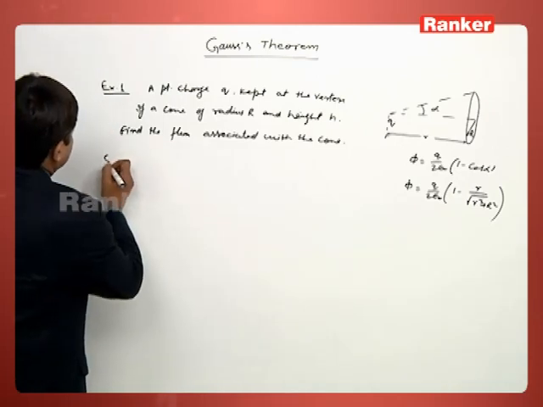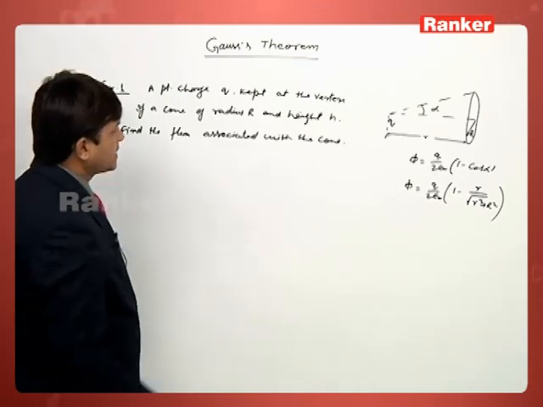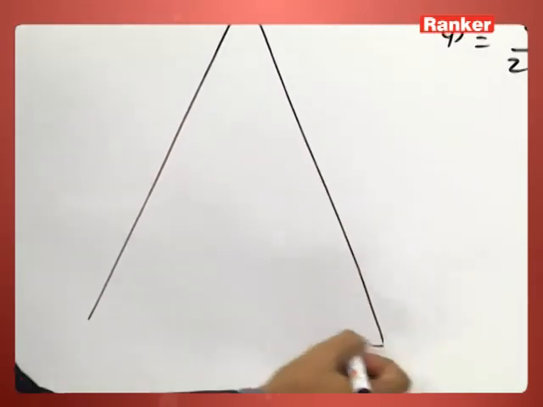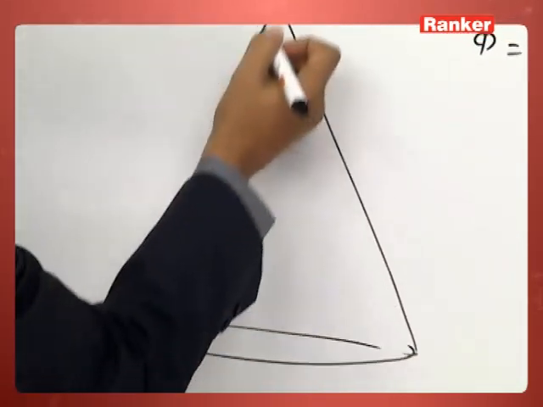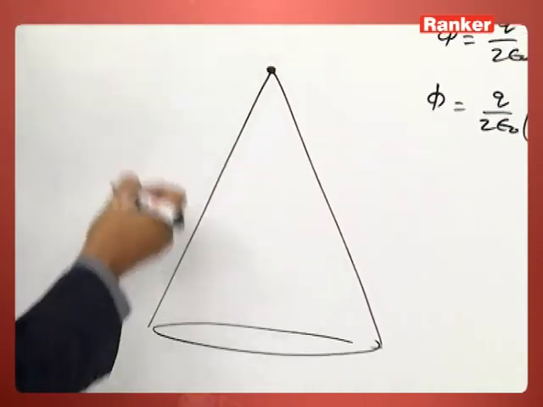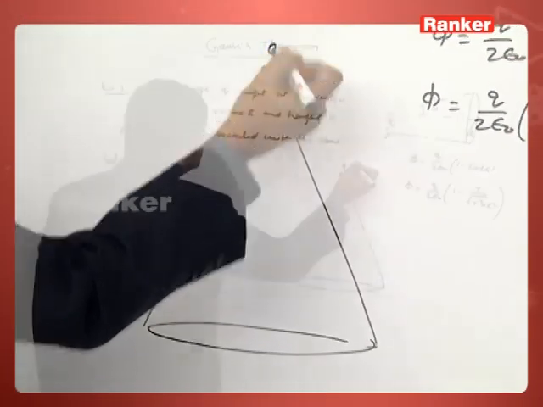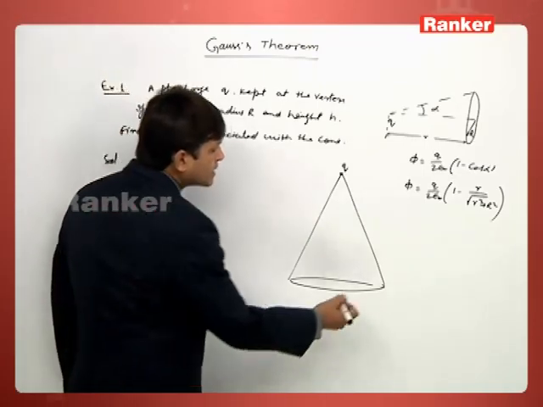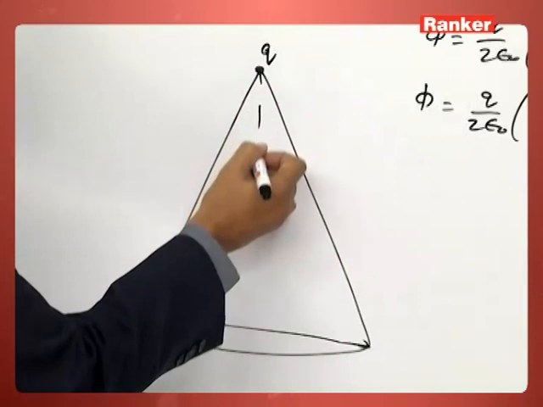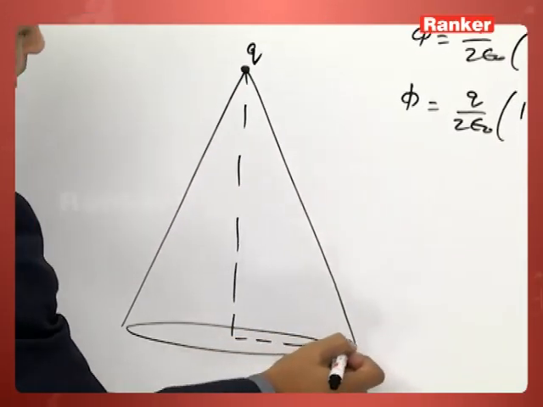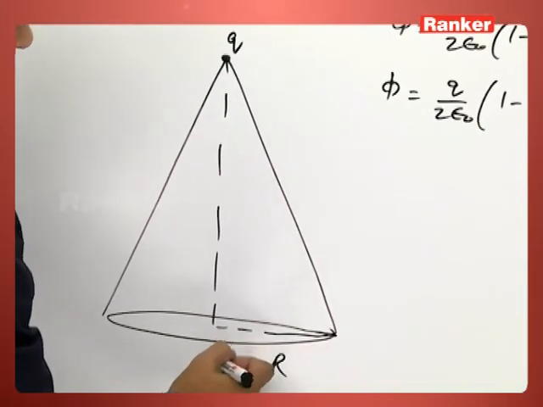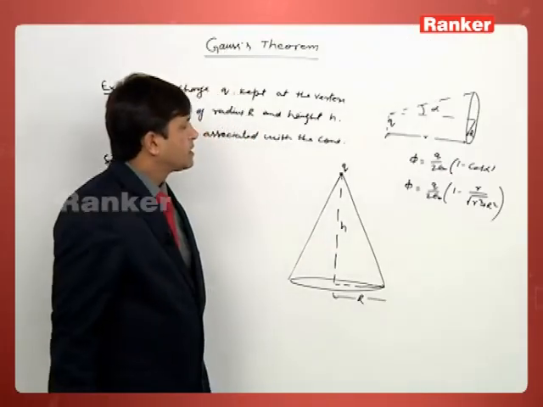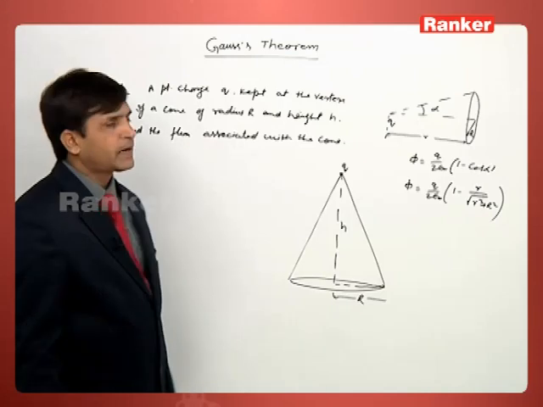See the solution. Our question is like this: this is our cone and this is the vertex. The point charge q is kept here, and this cone has radius r and height h. So now we want to find the flux through this cone.